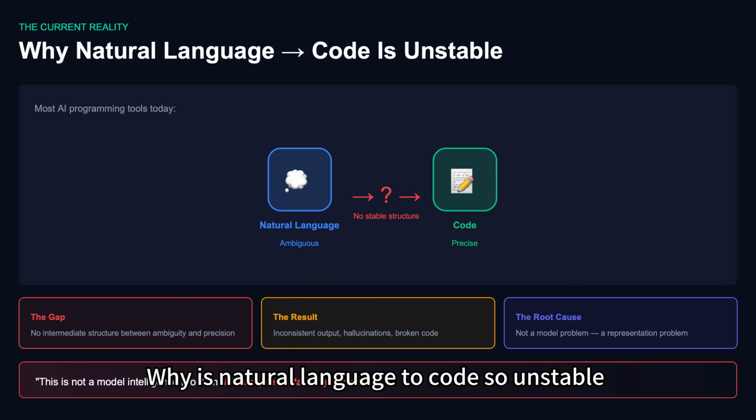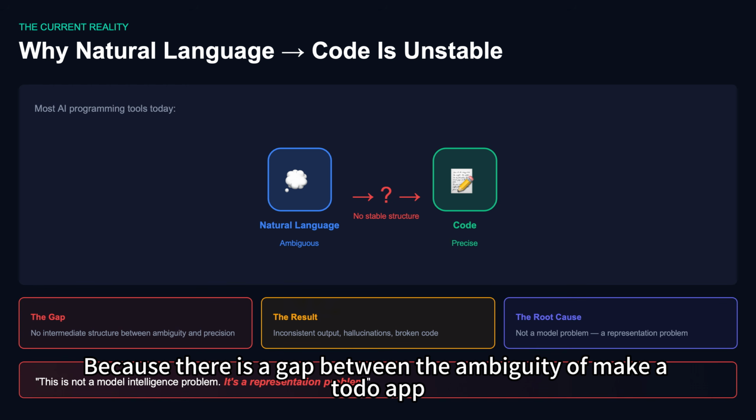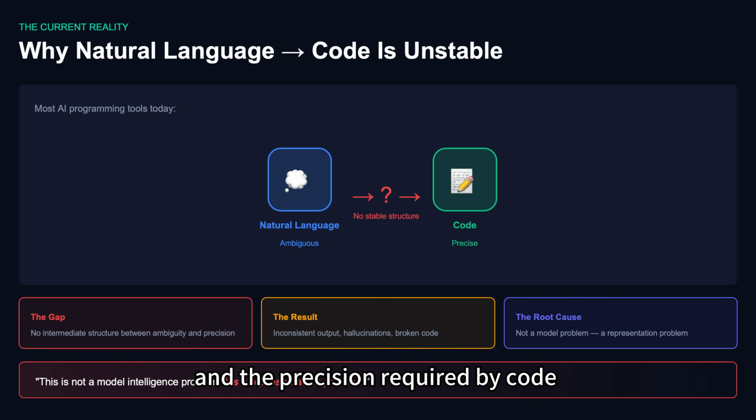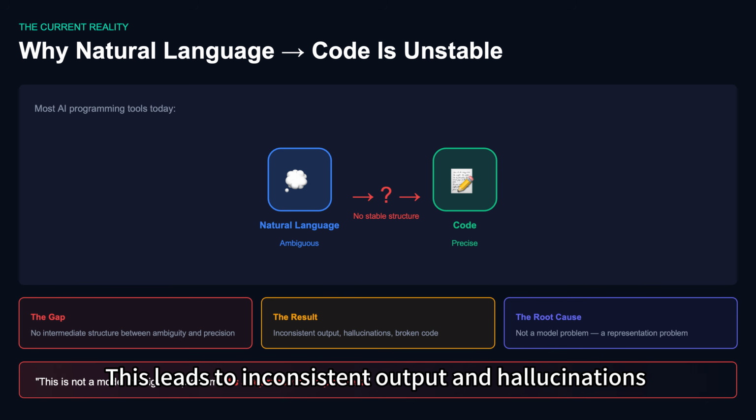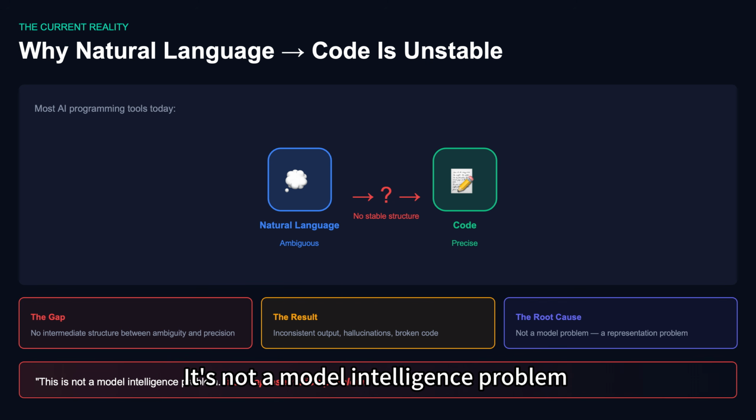Why is natural language to code so unstable? Because there is a gap between the ambiguity of "make a to-do app" and the precision required by code. With no stable intermediate structure, the AI has to guess. This leads to inconsistent output and hallucinations. It's not a model intelligence problem, it's a representation problem.